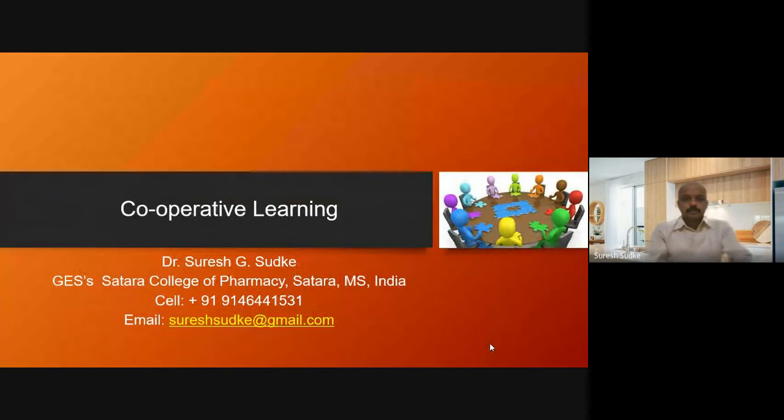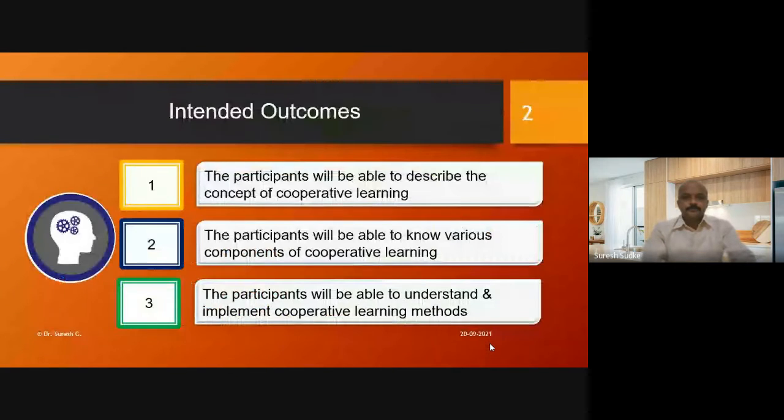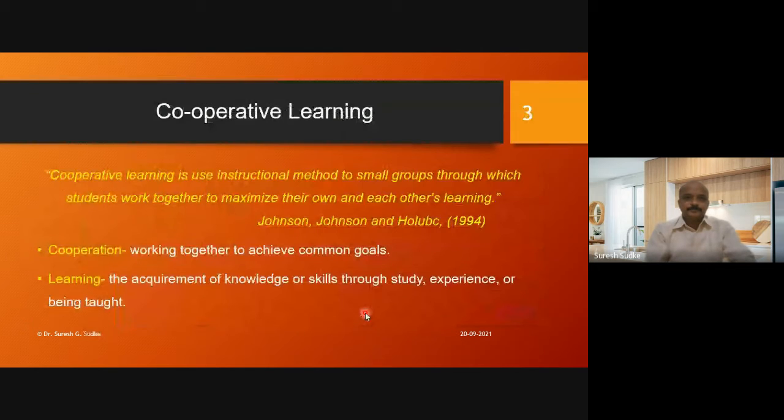So, very good morning. Today we are going to discuss cooperative learning. The intended outcomes of today's presentation are: number one, the participant will be able to understand and describe the concept of cooperative learning. Second, the participant will be able to know the various components of cooperative learning. And third, the participant will be able to understand and implement cooperative learning methods in their day-to-day classes.